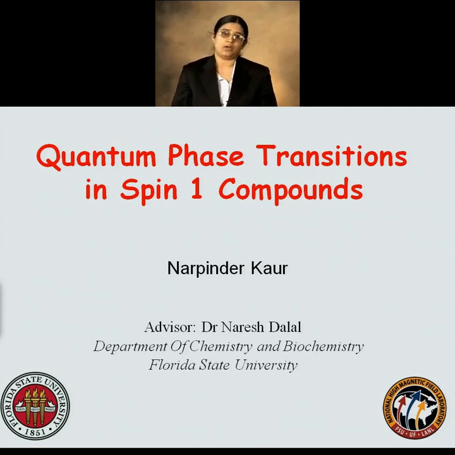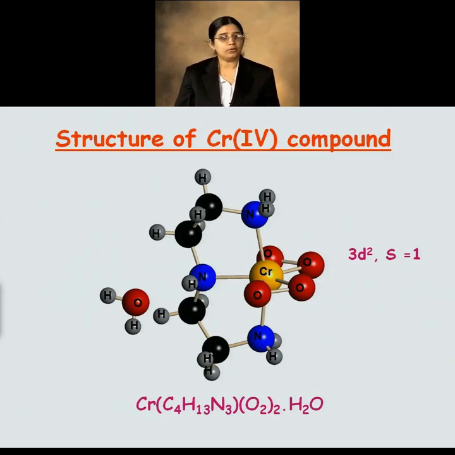Today I would like to talk about a part of my PhD dissertation. My talk is about quantum phase transitions in compounds containing two unpaired electrons, that is spin 1 compounds. The compound studied was diperoxo diethylene triamine chromium 4, and here I show the model of this compound.